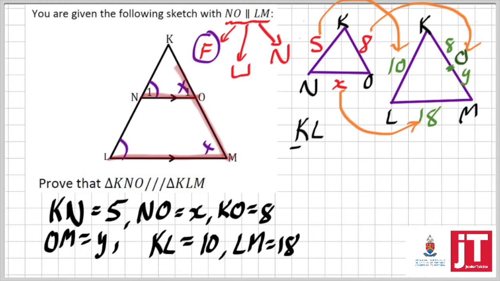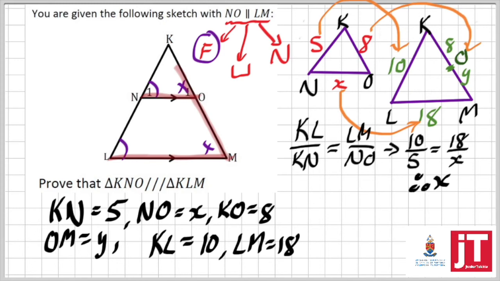I'm going to start by saying KL over KN is the same as LM over NO. In other words, the large triangle side over the small one must be the same as the other large triangle side over the small triangle side, which is just exactly saying that there's a constant ratio. If I substitute in, I get 10 over 5 is 18 over x, and therefore x must be 9.